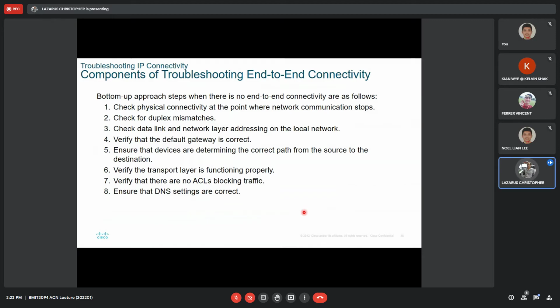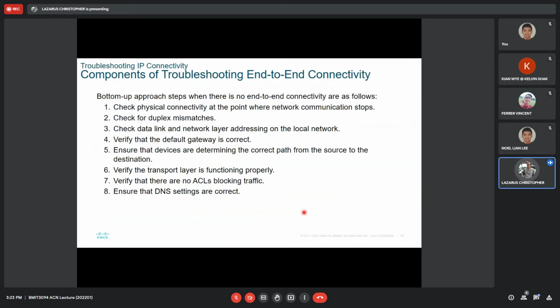Or maybe the next hop after that hop, basically there's a failure. That means it's offline or something like that, right? And then you can check for duplex mismatch. In terms of duplex, it means whether you're operating at half duplex or full duplex. And then check your data link and network layer.